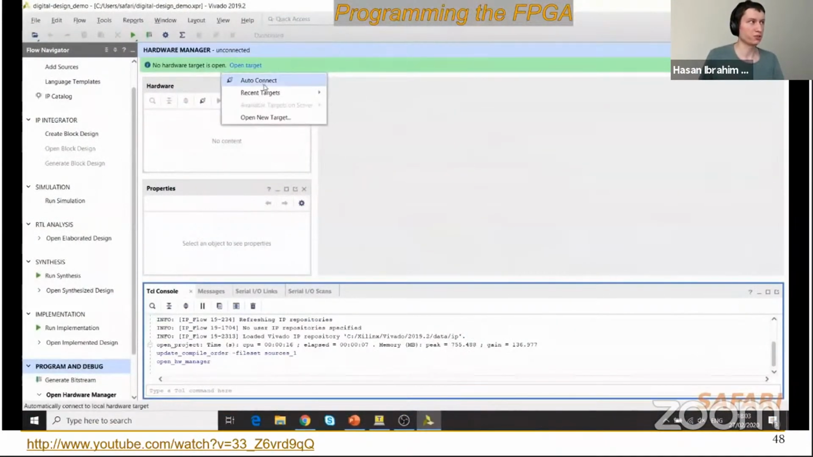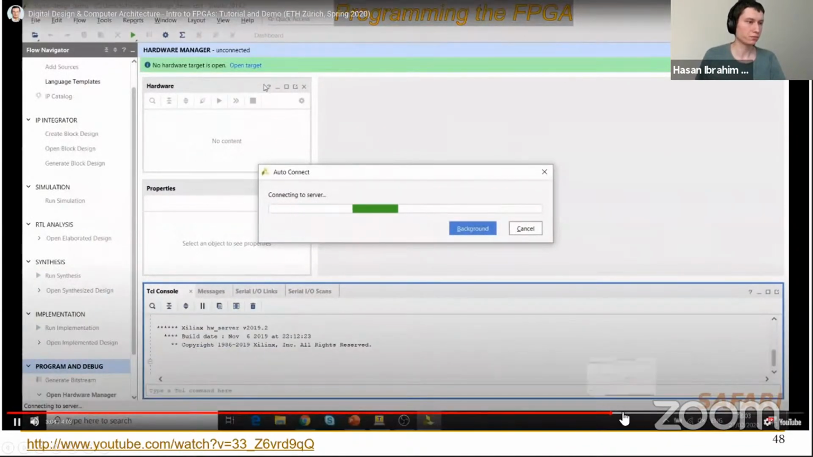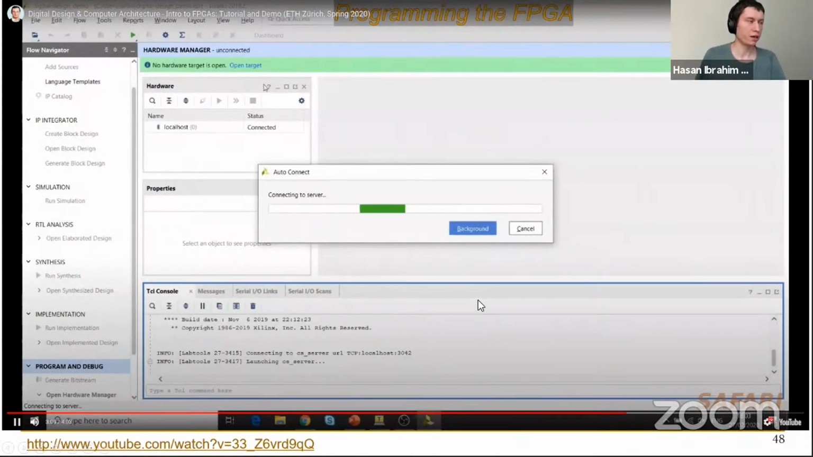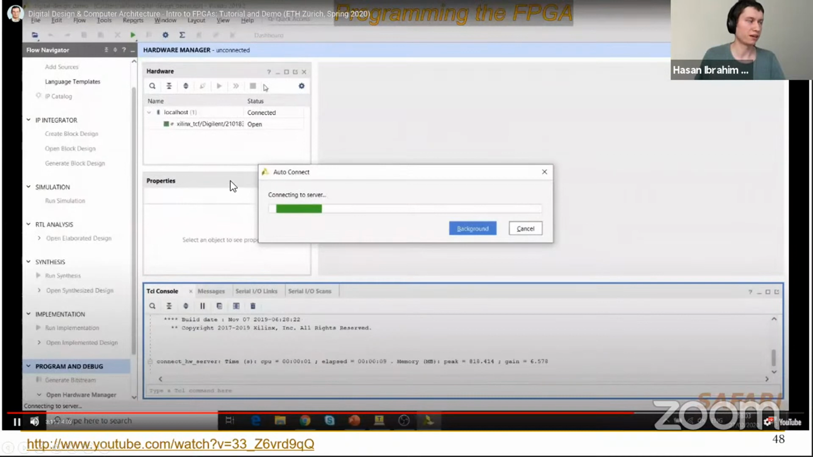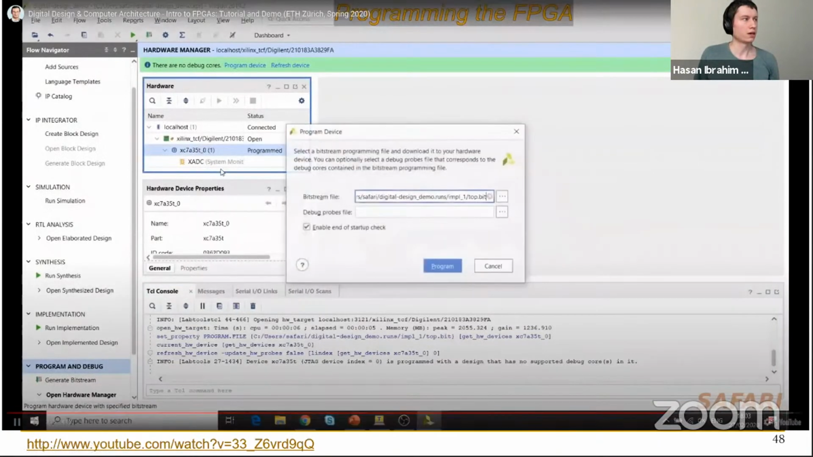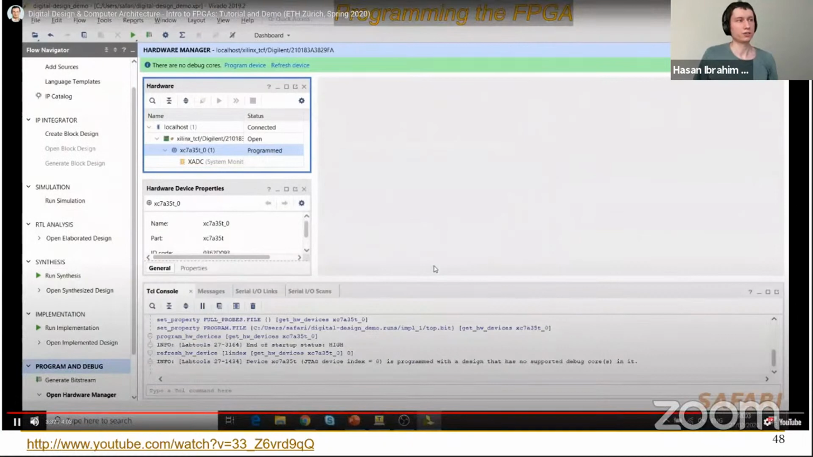And the bit file is also generated. Now we program the FPGA using the bit file. So first in the step, you are searching for the FPGA. The system should detect that an FPGA is connected to the USB port. And afterwards, we select program device and select the bit file that we will use to program the FPGA. And okay, so the FPGA is programmed.